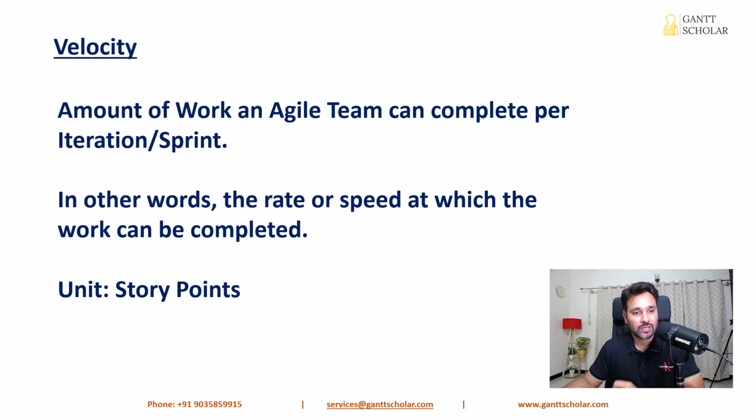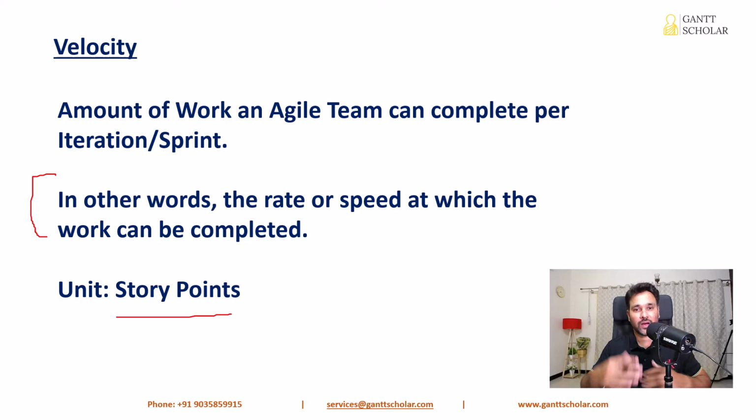So, as I already mentioned, in other words, velocity is the rate or the speed at which the work can be completed by your team members. And we use story points to represent velocity. So for example, if someone asks you how much is your team velocity, we say 30 story points or 20 story points. All right. I have covered what is meant by story points and planning poker exercise in detail in another video, and I've provided the link of that video in the description, so please check it out if you want to learn more about story points and planning poker exercise.